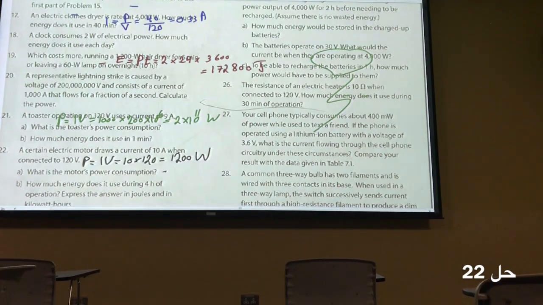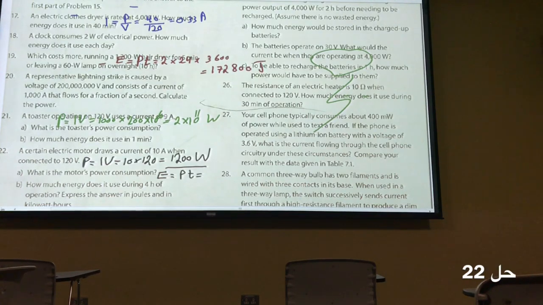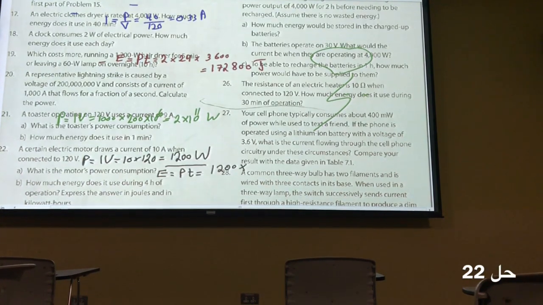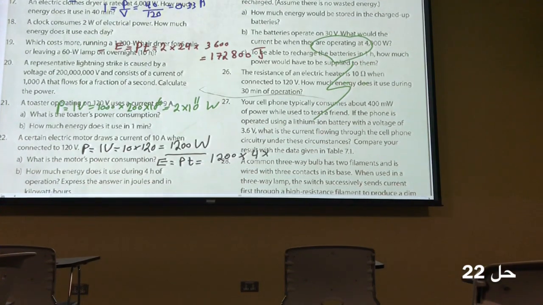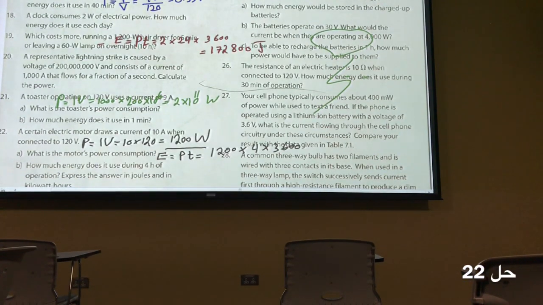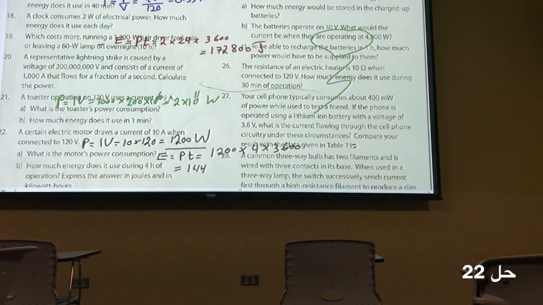The energy is going to be P multiplied by T. What is P? 1200 multiplied by T, 4 hours. Each hour is 3600 seconds. So 1200 multiplied by 4 multiplied by 3600, right? Okay, so it's going to be in joule. He said explicitly in joule and kilowatt hour.